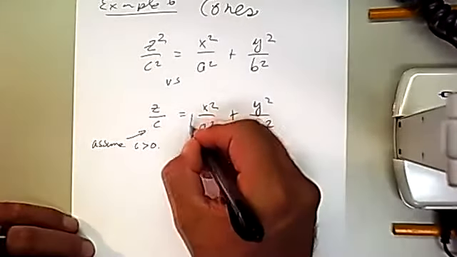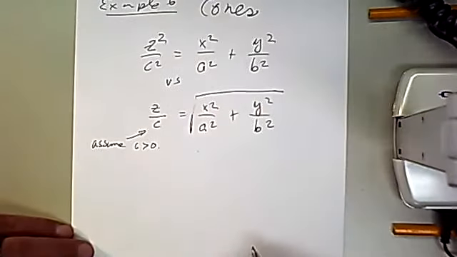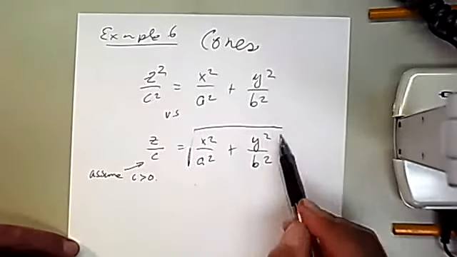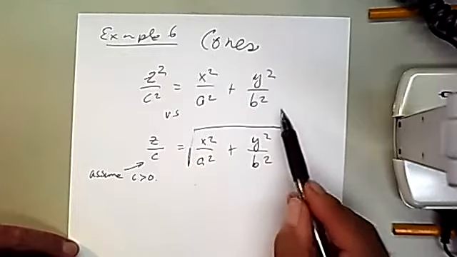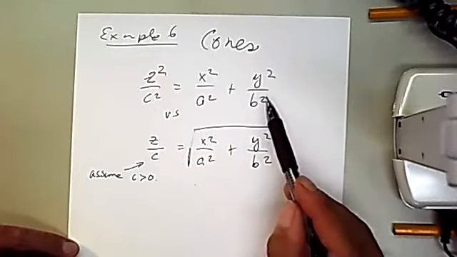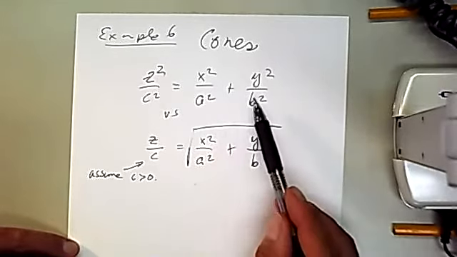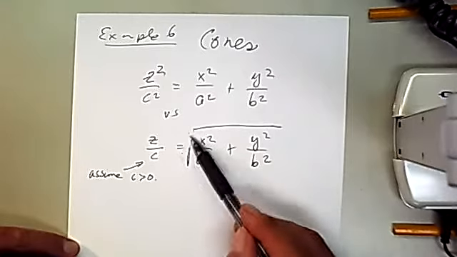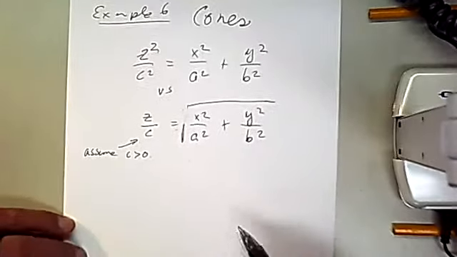Oh, I'm missing the square root here. Yep. So those two may seem to be the same, but they're not, because if I really wanted them to be the same, we would have a plus minus, which implies that there's two parts to this.